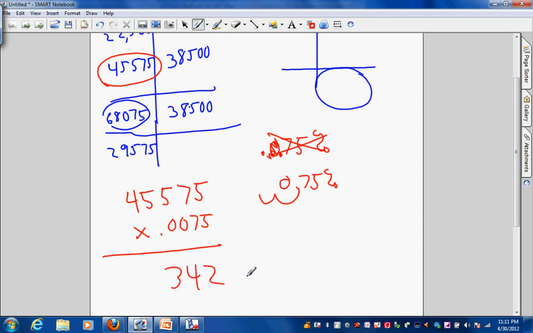Remember, I'm rounding to the nearest dollar. You might have seen in your calculator 341 and 81 cents. I don't care about the 81 cents. I'm just rounding here. Okay, round that to the nearest dollar, and I get this dollar amount here.